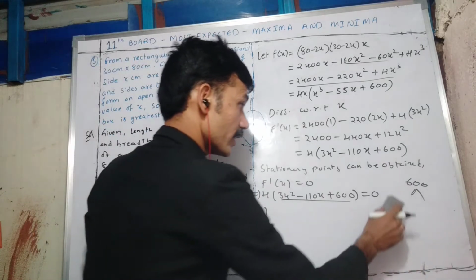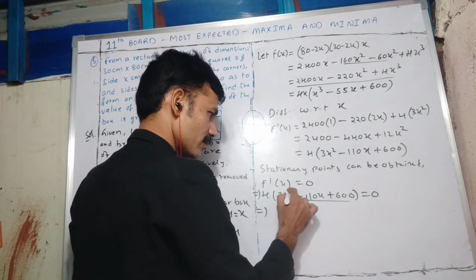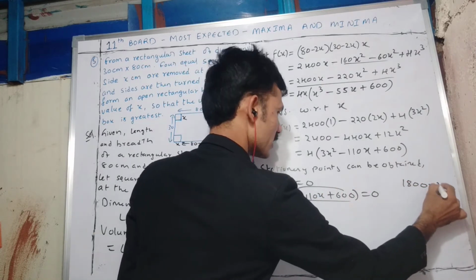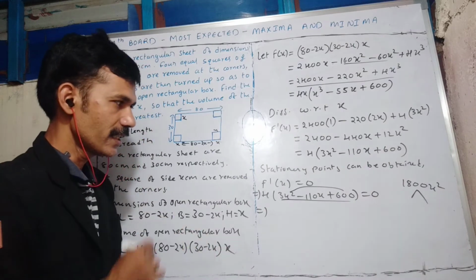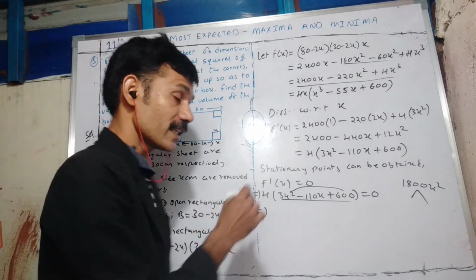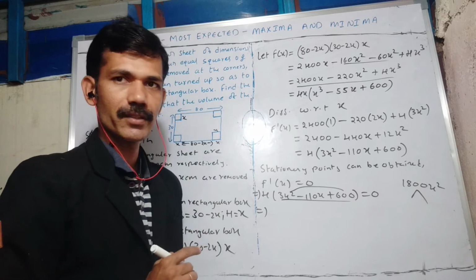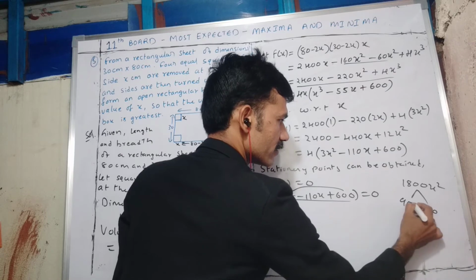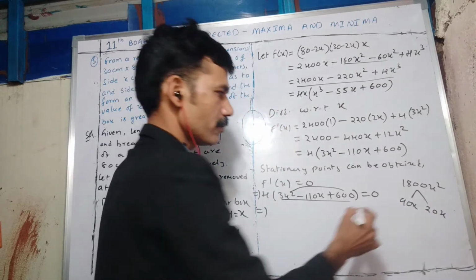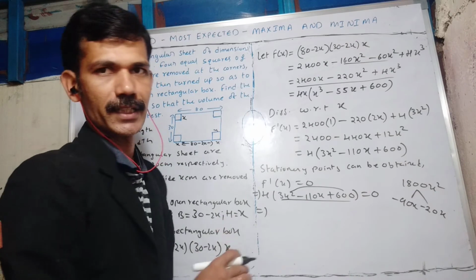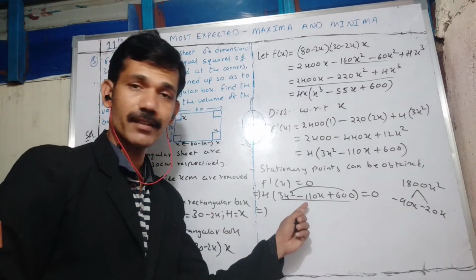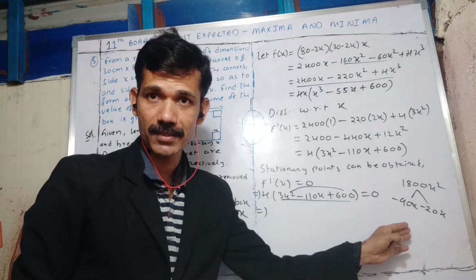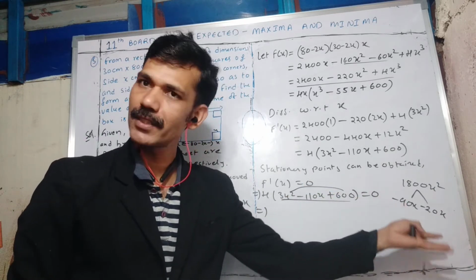Here it is not a monic quadratic equation, so we have to multiply these two things, 3 times 600, so 1800x². We have to find two numbers that add to minus 110 and multiply to 1800. So what are the factors? 90 and 20. Minus 90x and minus 20x: if we add them, we get minus 110x. And when we multiply them, minus into minus is plus, 90 into 20 is 1800, x into x is x².